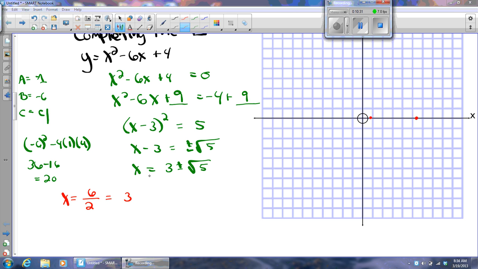All right, so now I'm going to plug in 3, and I'm going to get 9 minus 18 plus 4, and I'm just kind of skipping a step. That'll be negative 9 plus 4. We're going to get negative 5. Okay, so 3, 1, 2, 3, 4, 5.